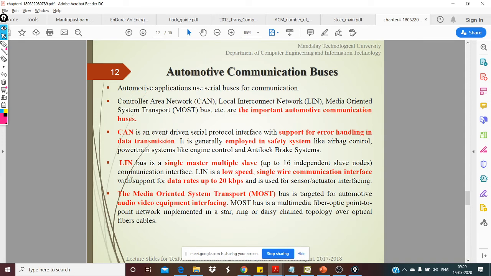The other one is LIN. LIN is local interconnect network. This is a little low speed, so this is used for the not so critical applications that we saw. And finally, we have MOST, which is media oriented system transport. It's a multimedia fiber optic point to point network. These are the three different protocols that are popular in use.